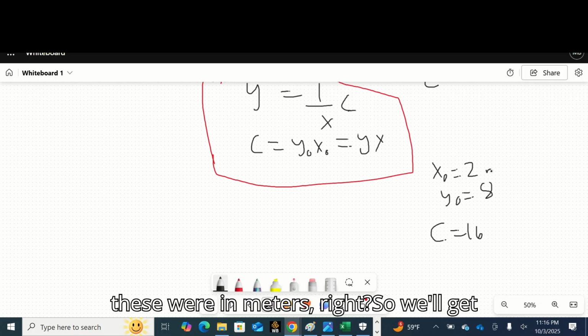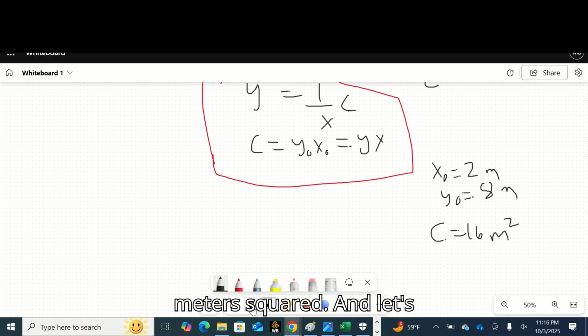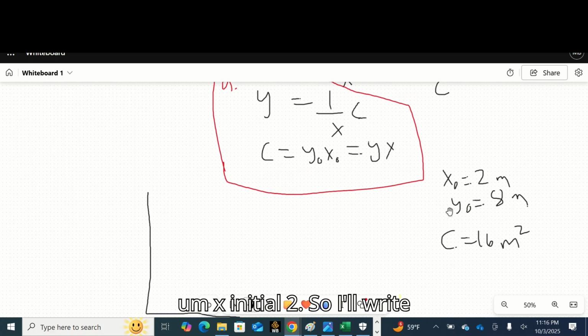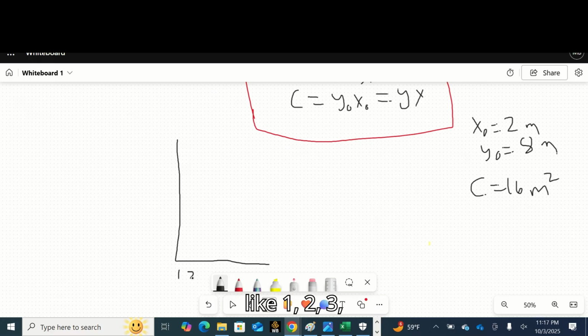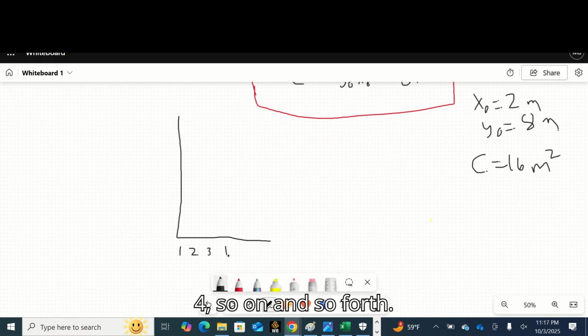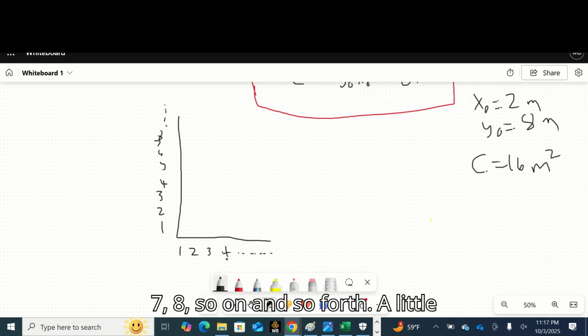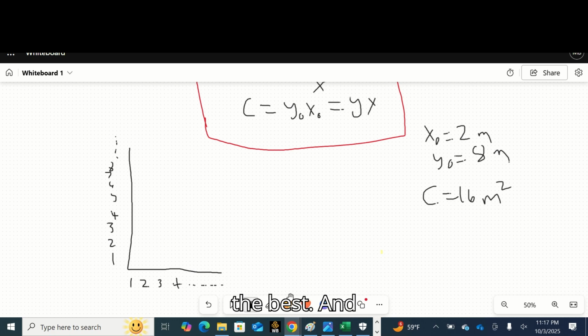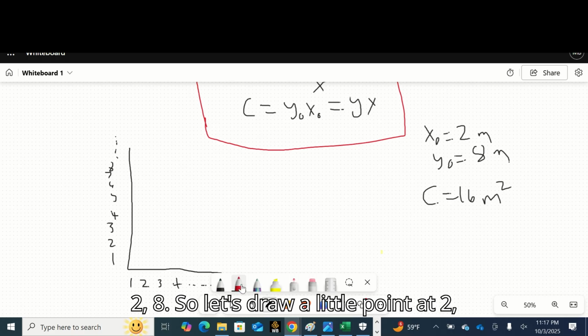And remember that these were in meters, right? So we'll get meters squared. And let's make our graph, right? So this is our graph. And x initial 2, so I'll write like 1, 2, 3, 4, so on and so forth. And 2, 3, 4, 5, 6, 7, 8, so on and so forth. A little bit messy, sorry, my handwriting is not the best. And it's going to be 2, 8. So let's draw a little point at 2, 8.